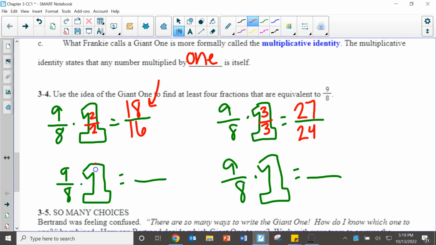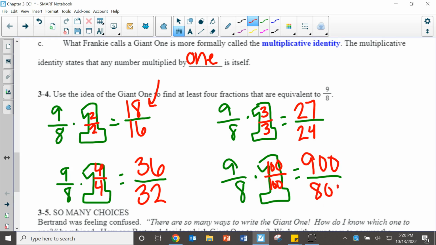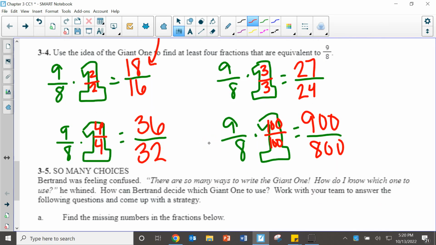Let's use 4 over 4. 9 times 4 is 36. 8 times 4 is 32. Again, improper fraction. And then let's get real wild and crazy today. It's Friday, why not, right? We'll use 100 over 100. So 9 times 100, 900. 8 times 100, 800. Okay? That is what we mean by the giant 1.